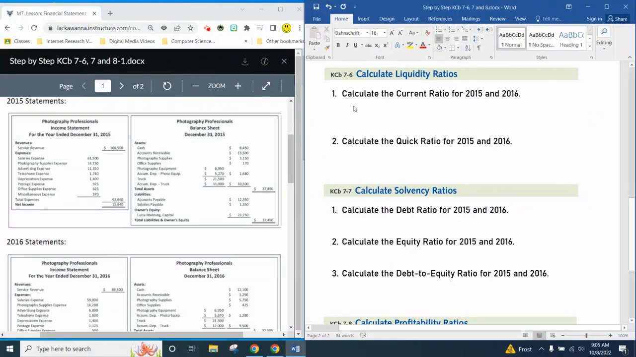Okay, we're going to look at your knowledge challenge problem B, 7-6, 7-7, and 7-8. Each one of these is calculating different ratios. You're going to be working right in the Word document that has your problem in it. On the left, I have the statements with all of the information we're going to use to calculate the ratios on the right.